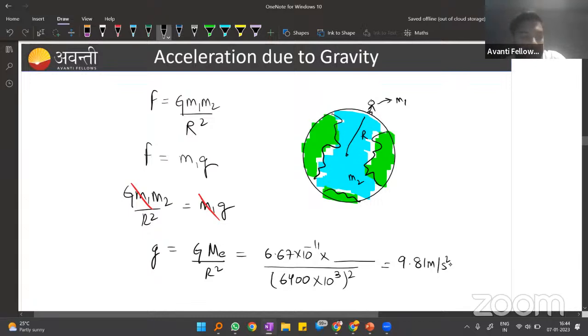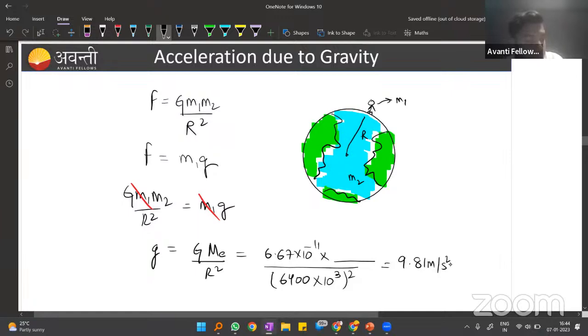Hopefully this is clear, guys. Is this clear to you all? Is the acceleration due to gravity clear? Yes or no? Is the acceleration due to gravity clear to you all? Just give me a thumbs up. Whatever, just give me an indication if it is clear.